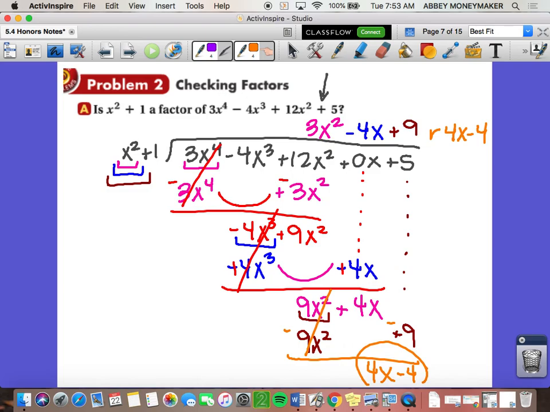So is x squared plus 1 a factor? It is not, because if it was, our remainder would have been 0. So two big concepts here, guys. We introduced the x squared in the divisor, and we saw how that played out. And then we also saw where if you're ever missing a term in your dividend, you have to put in a 0.